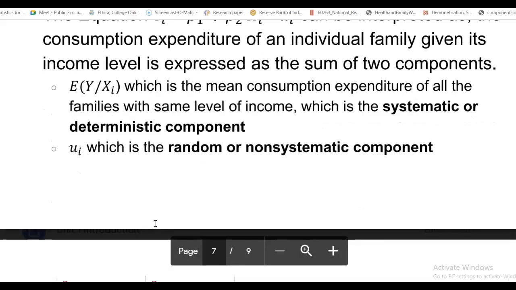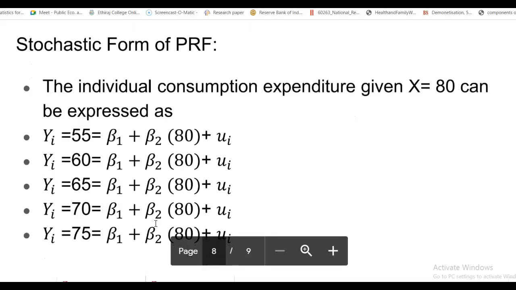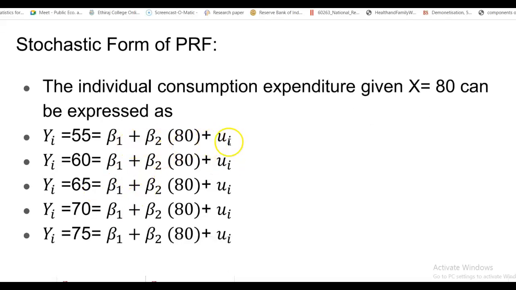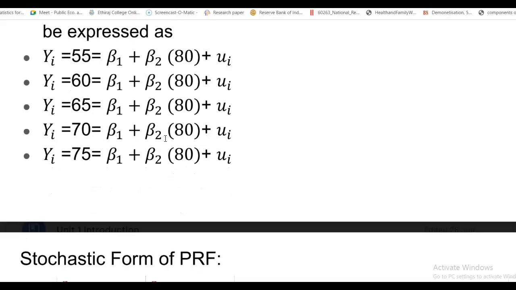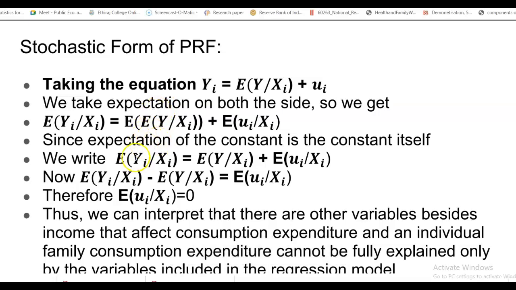You can also go through these slides, where I have given an example for your better understanding. When X is equal to 80 rupees, this is the Ui, the difference. Not everyone has a consumption expenditure of 65 rupees. Some have 55, some 60, 70, 75. So individual consumption expenditures keep changing, and that is why we have this. We take expectations on this. This I will teach in the next video. Okay, this slide.